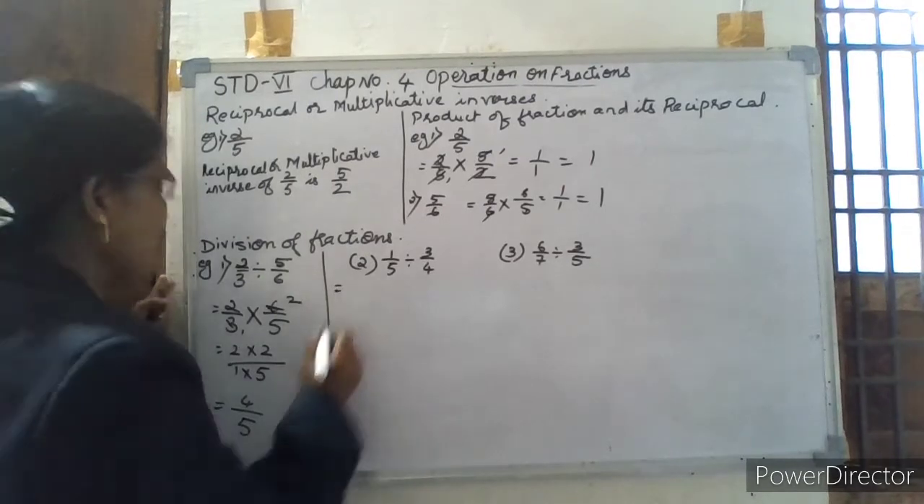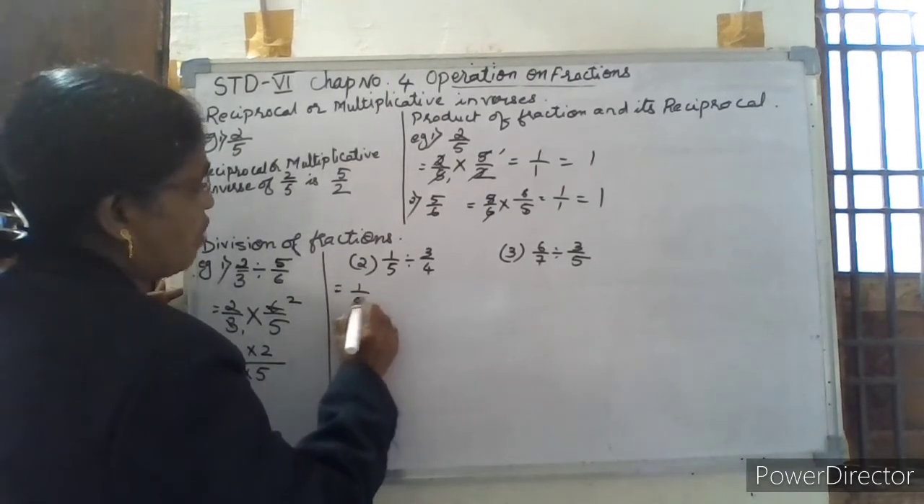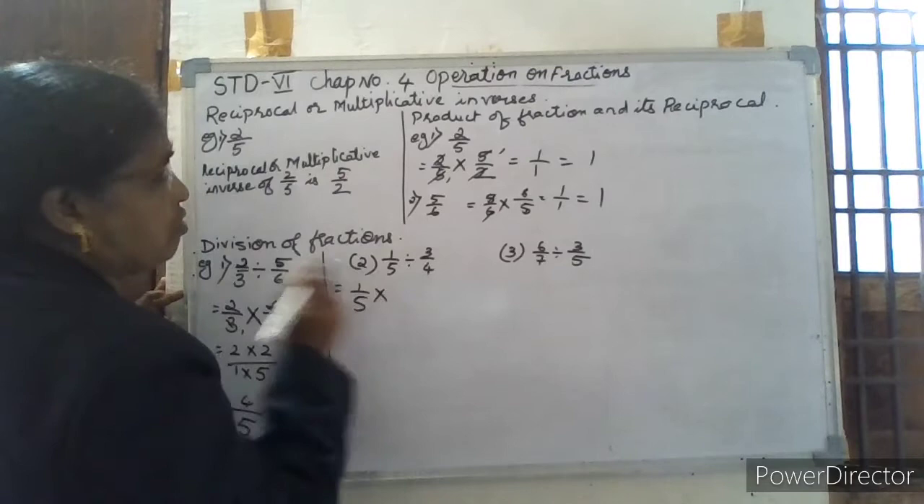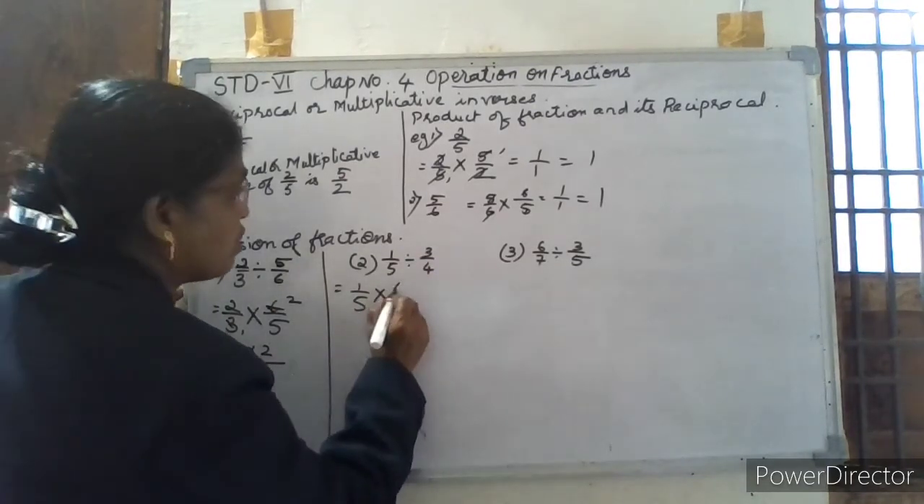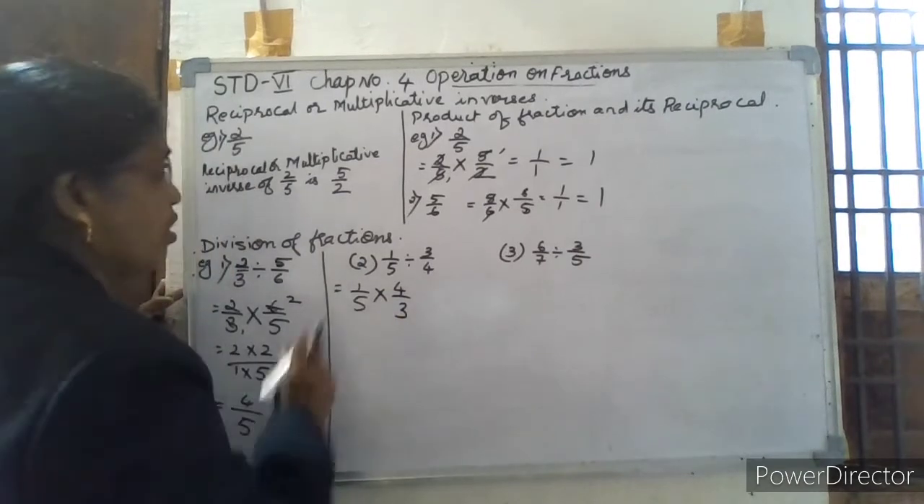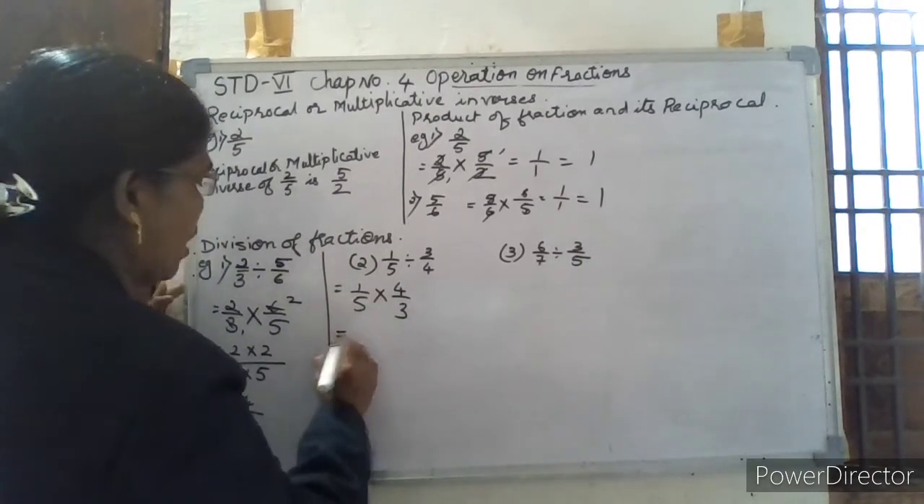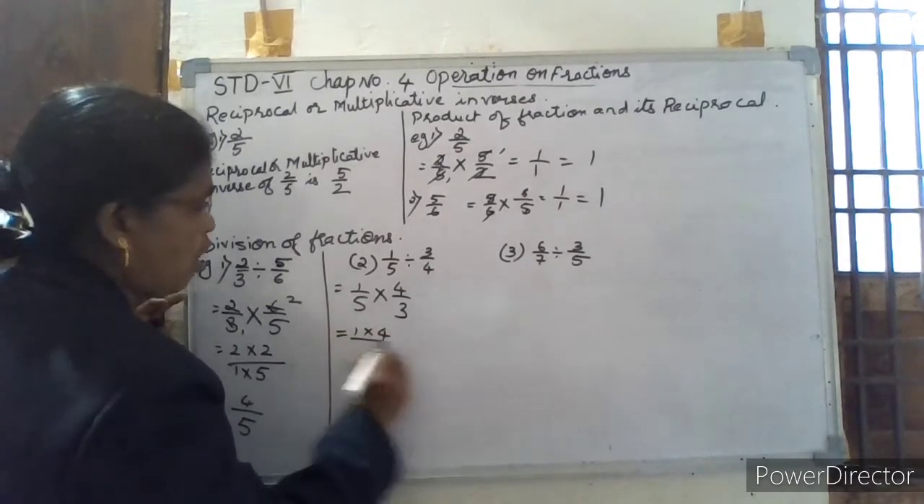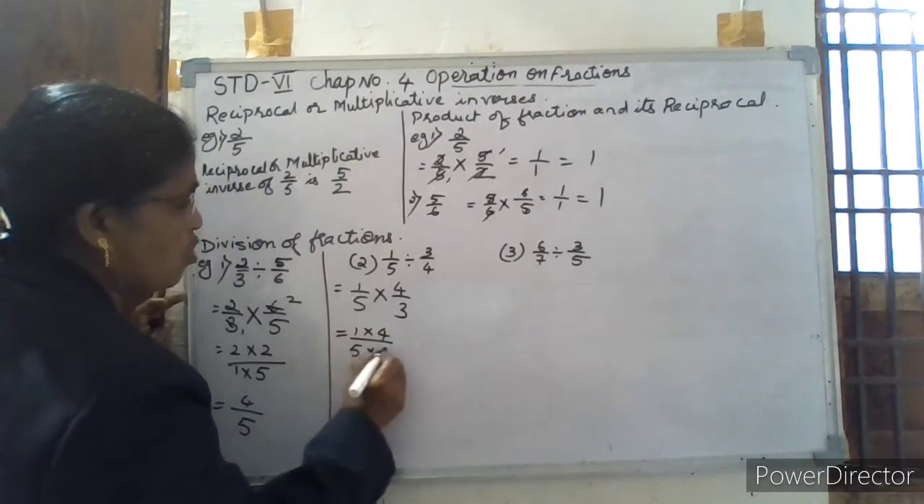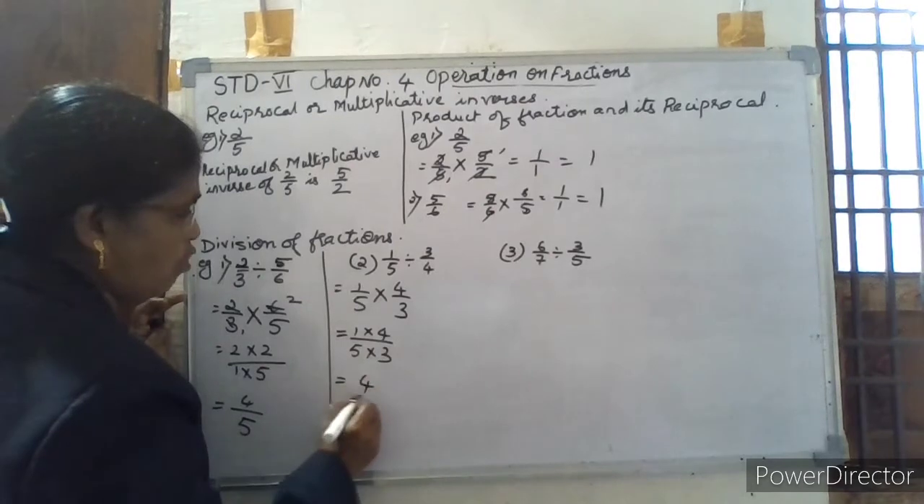Now the second example, in the same way, 1 by 5. Division changes into multiplication, and for this one you have to take the reciprocal, that is 4 by 3. Here nothing is cancelable, so directly multiply the numerators: 1 into 4 upon denominator 5 into 3. 4 ones are 4, 5 threes are 15. This is over. Next one.